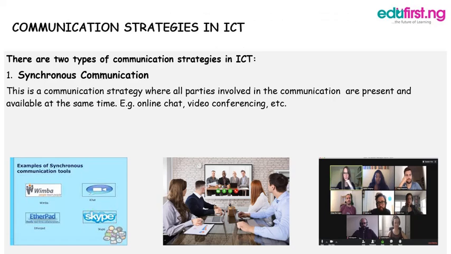There are two types of communication strategy in ICT: the synchronous communication and the asynchronous communication. Now, the synchronous communication, this is a communication strategy where all parties involved in the communication are present and available at the same time, e.g. online chat, video conferencing, etc. If you look at it, you see some pictures there whereby they are both having video conferencing. So in synchronous communication, both parties need to be present, they have to be active.